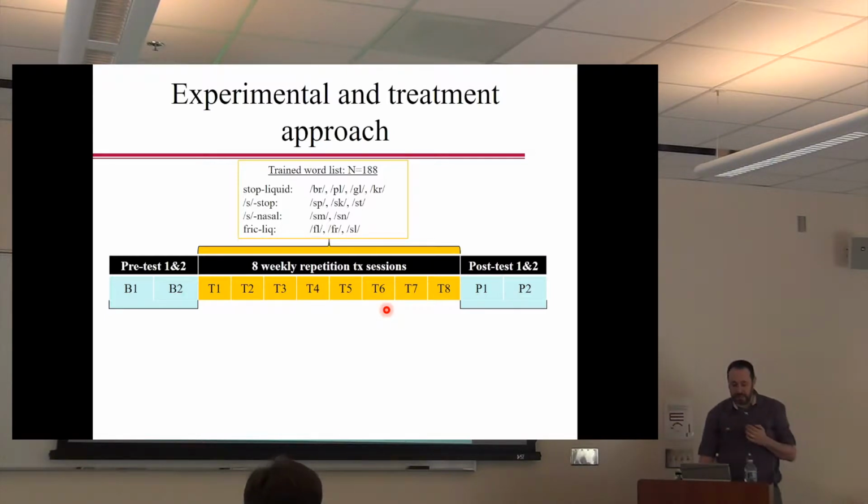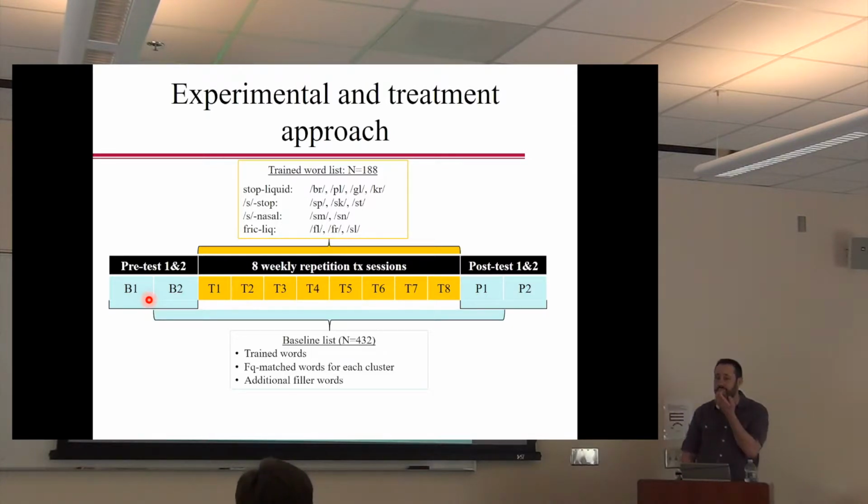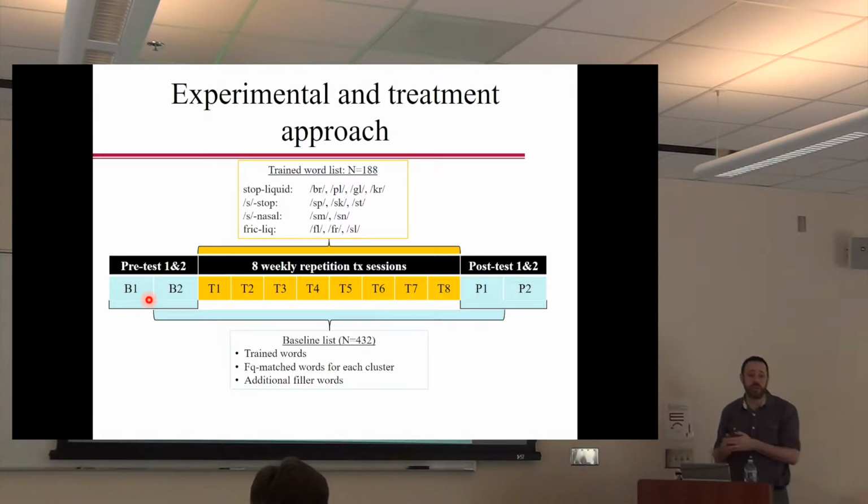And we had a pre-test session, 2 pre-test sessions and 2 post-test sessions. And those contained what we called our baseline list, which was those same trained words as well as matched untrained words for each of those clusters. It was actually matched words for each word that were frequency matched, and then some additional filler words as well.